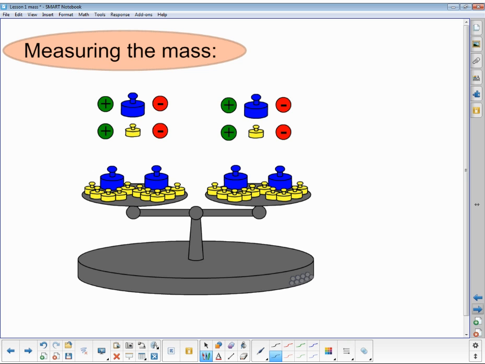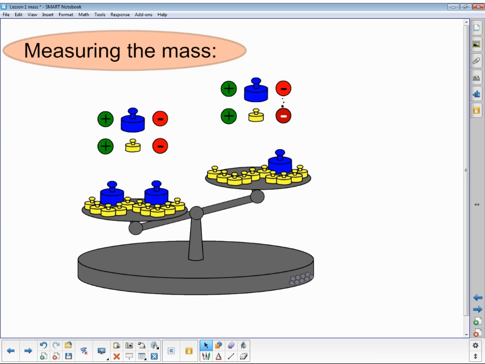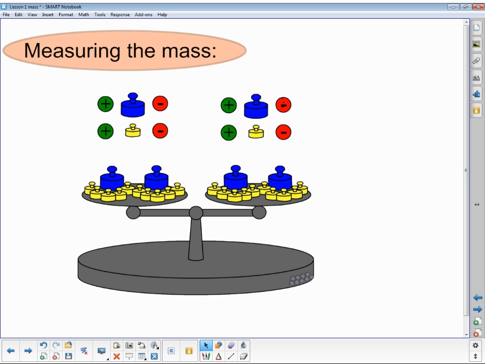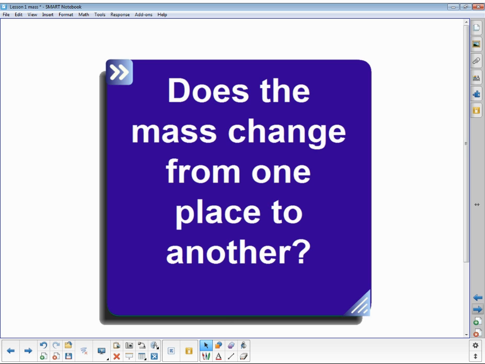Okay? Now, when we're talking about measuring mass, this is a two-pan balance, right? If they're equal, then you know they have equal masses. But if I were to take away one of these blue weight discs, then you notice they would be unequal. The only way to make them equal is to add one back in.